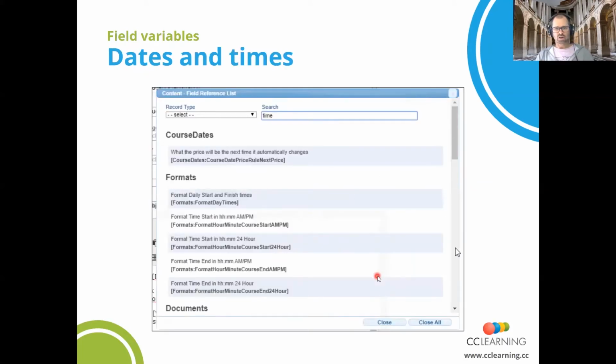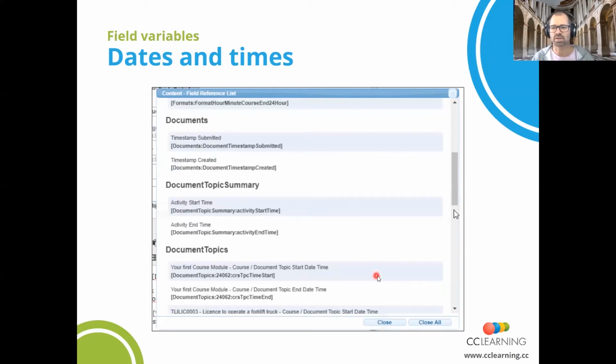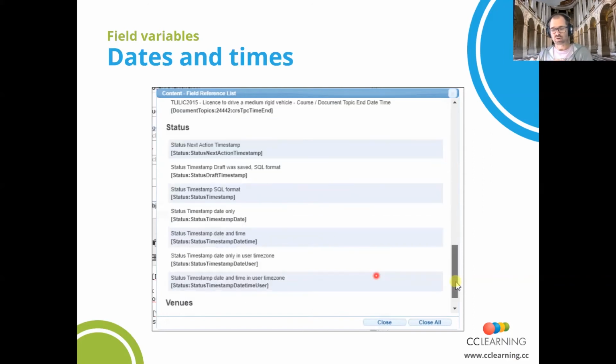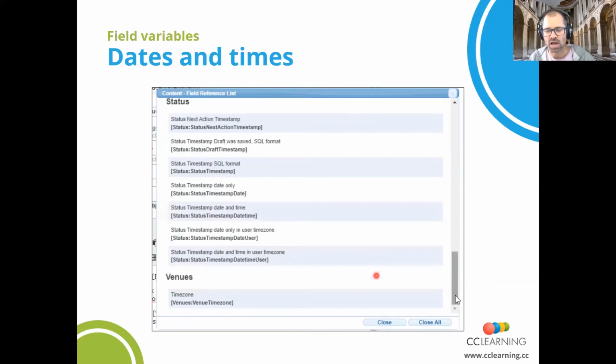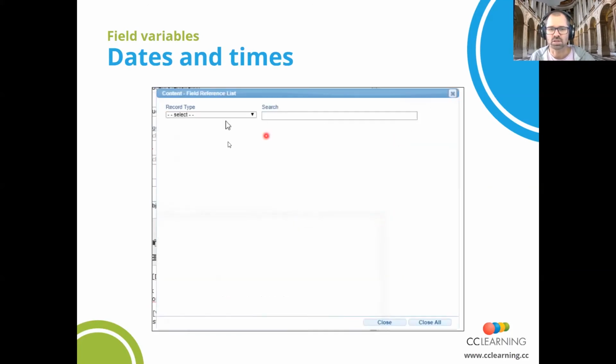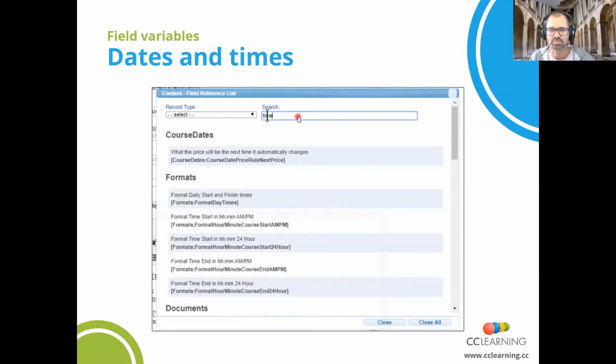Okay, so dates and times. So let's look at dates and times. Best way to do it, like I said, is you type in time. That's the field button beside emails or beside when you're editing PDFs, and you can type in time and you get this big list. You click on fields, don't choose a record type, just type in time here, and you get a big list of all the different times you have access to.